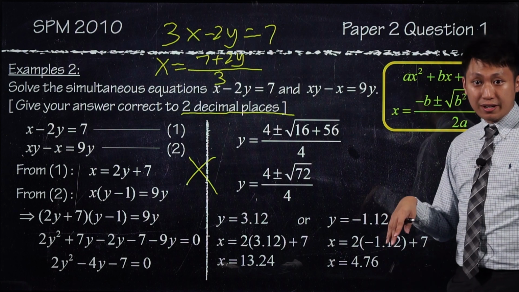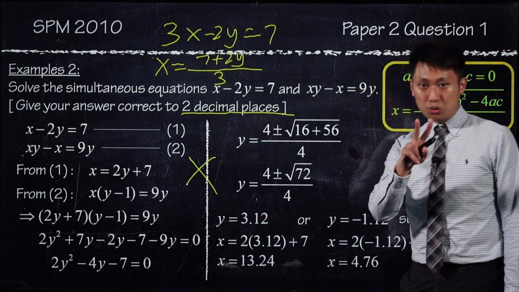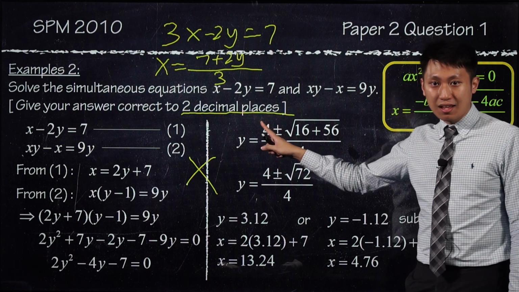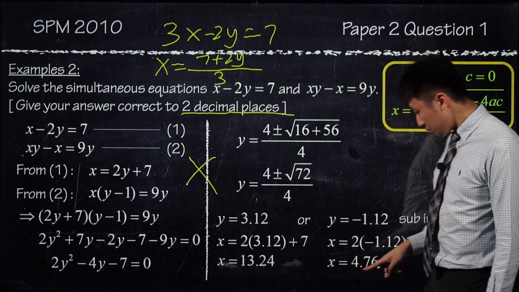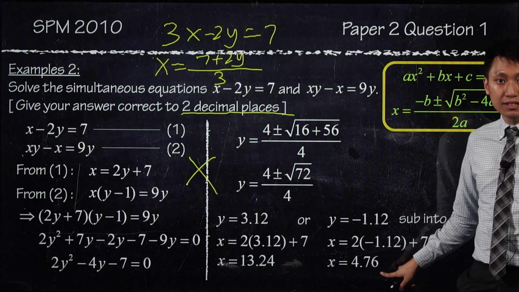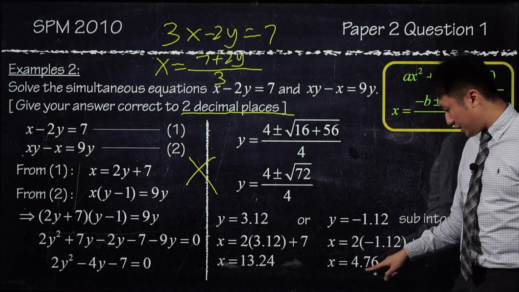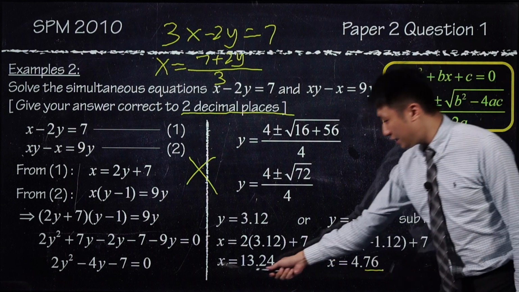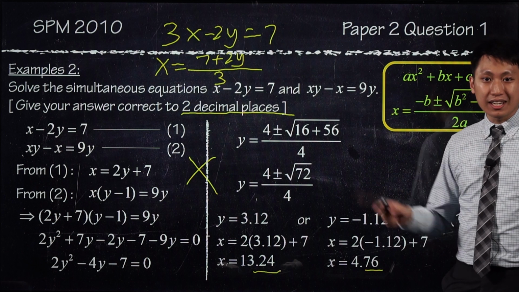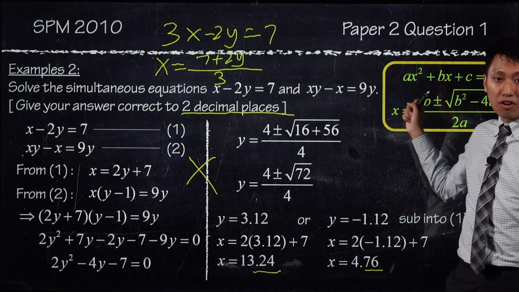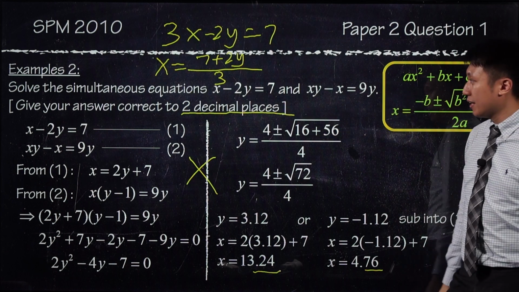I round it up, okay? I round it to 2 decimal places. Okay, how many significant figures is this? 4. How many significant figures is this? 3. So here 2 decimal places, here 2 decimal places. Okay, be careful. 2 decimal places. Big hint to use the formula. Okay, right. Next.